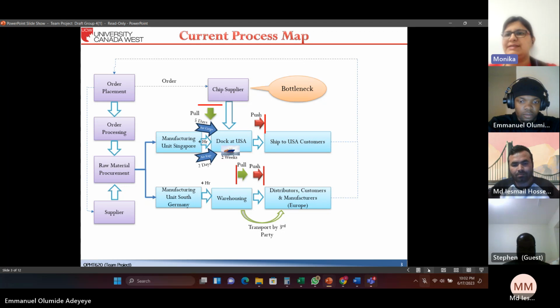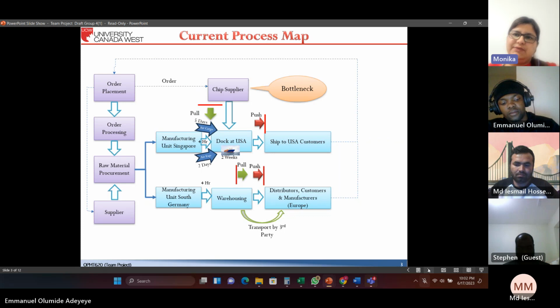From here, as you can see, the chip supplier does the supplying at the dock at the USA. Then the chip goes to the customers in USA and Europe. Here you can see the bottleneck process is the chip supplier. So we have to enhance it to reduce the cost and save time. So what are we going to recommend? Next slide, please.